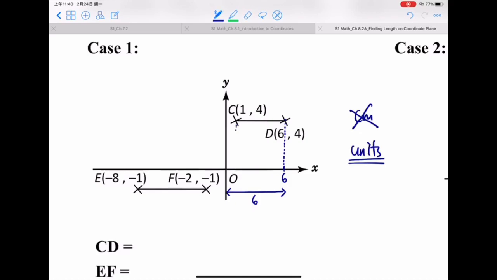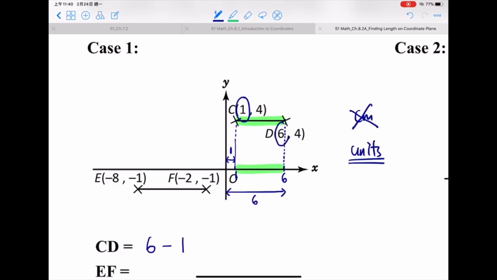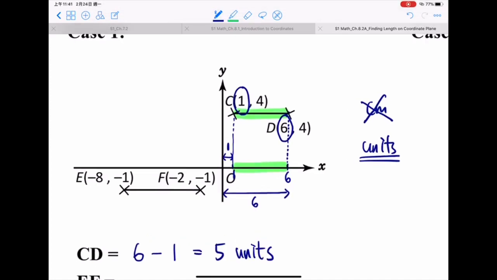Then the second one, which is 1. Therefore, here is 1. So this one is obvious. For CD, it's talking about 6 minus 1, right? It's talking about this. So CD is equal to 6 minus 1, which is the two x coordinates, the bigger one minus the smaller one. Alright, we'll go on to the second one.